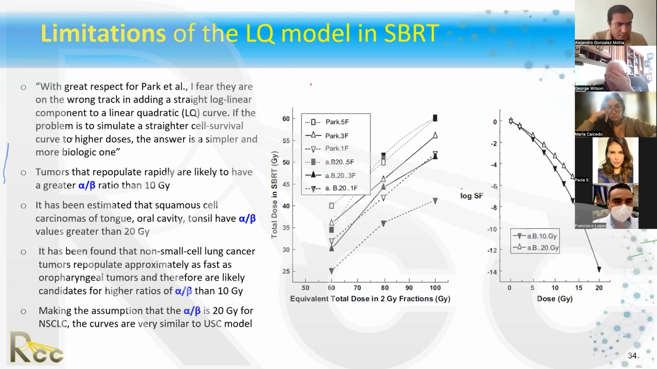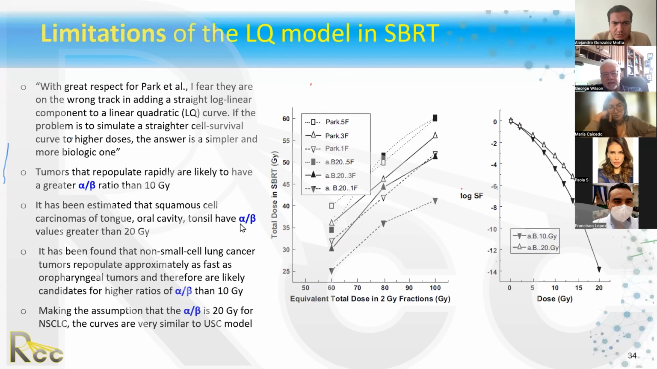Like all concepts in radiobiology, there can be other ways of analyzing the data and getting the same results. And this was actually Jack Fowler, who wrote an article. He was very worried that people were using two different models to describe the response curve at these higher doses. And he actually then produced a much simpler model and a more biological one, in his opinion. And that was that really many tumors actually have a much higher alpha beta ratio than 10 gray. And it's been shown in oral cavity, tonsil, it may be as high as 20 gray.